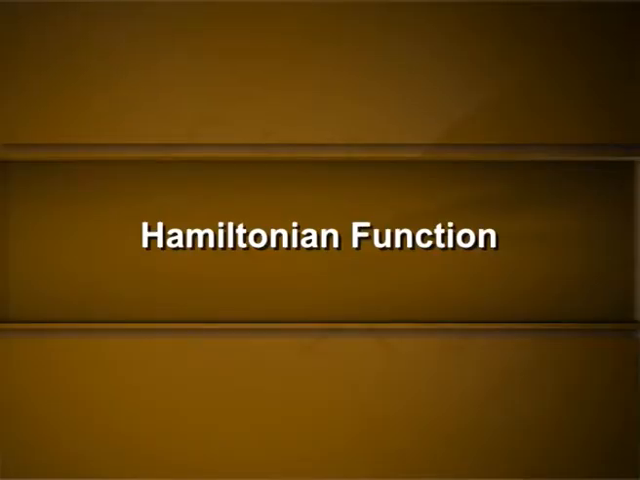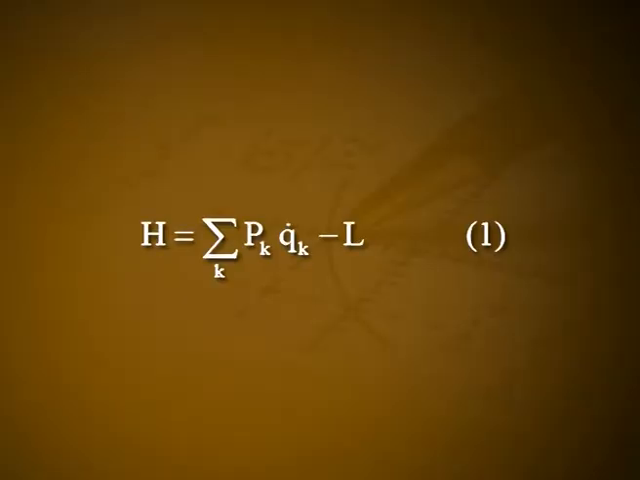Hamiltonian function. The Hamiltonian function H is given by H = Σk pk qk dot − L. Let it be equation number 1. In general, the Hamiltonian function H is a function of generalized momentum pk, generalized coordinates qk and time t. That is, H = H(pk, qk, t). Let it be equation number 2.